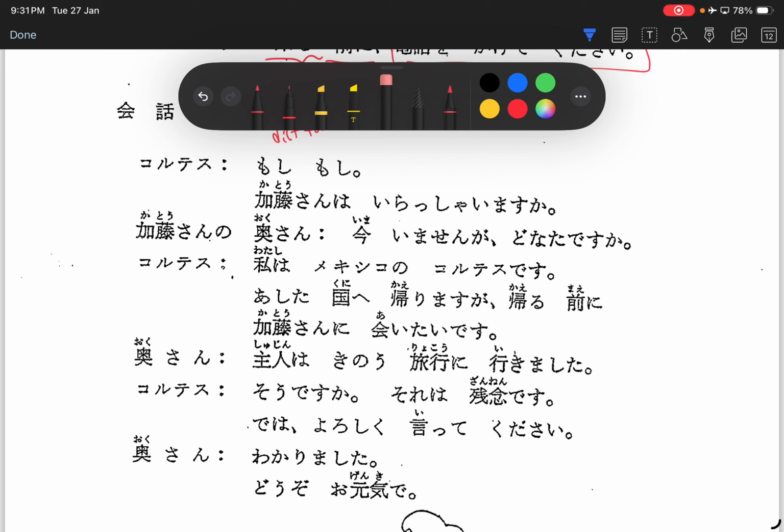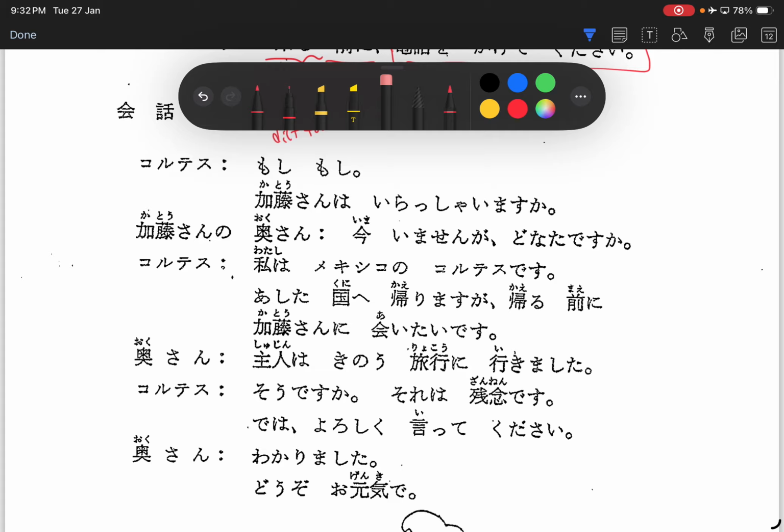もしもし、加藤さんはいらっしゃいますか? Very good. 今いませんか? どなたですか? 私はメキシコのコルテスです。明日国へ帰りますが、帰る前に加藤さんに会いたいです。 主人は昨日旅行に行きました。そうですか。それは残念です。では、よろしく言ってください。わかりました。どうぞ元気です。 Okay, very good.